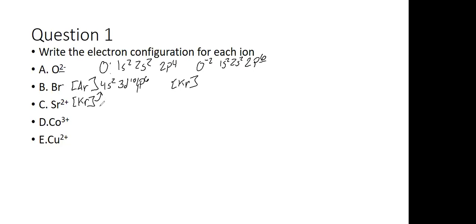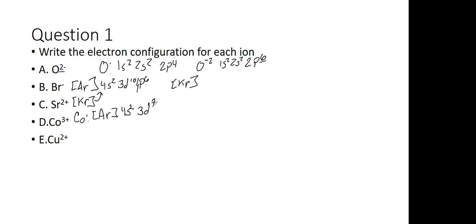Right, cobalt 3 plus. This is going to be tricky. So I'm going to do the same thing I did for oxygen, in that I'm going to write out the electron configuration of neutral cobalt. So neutral cobalt is argon, 4s2, 3d, 1, 2, 3, 4, 5, 6, 7, 3d7, right?